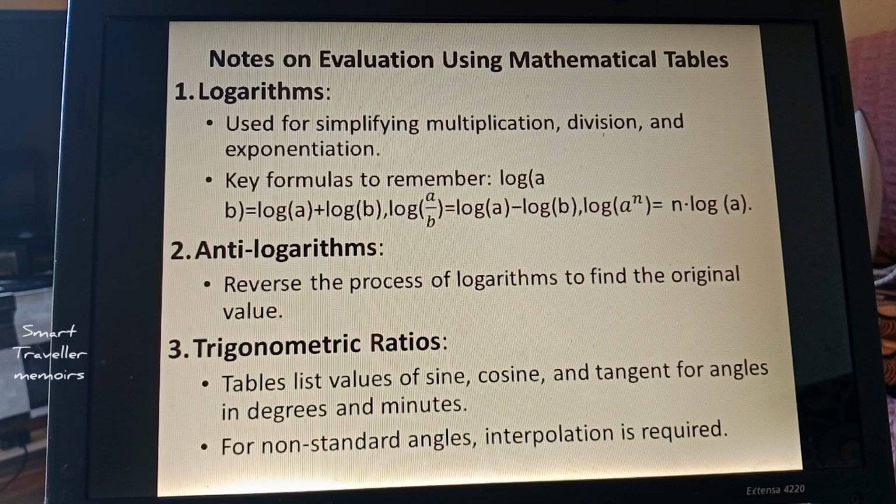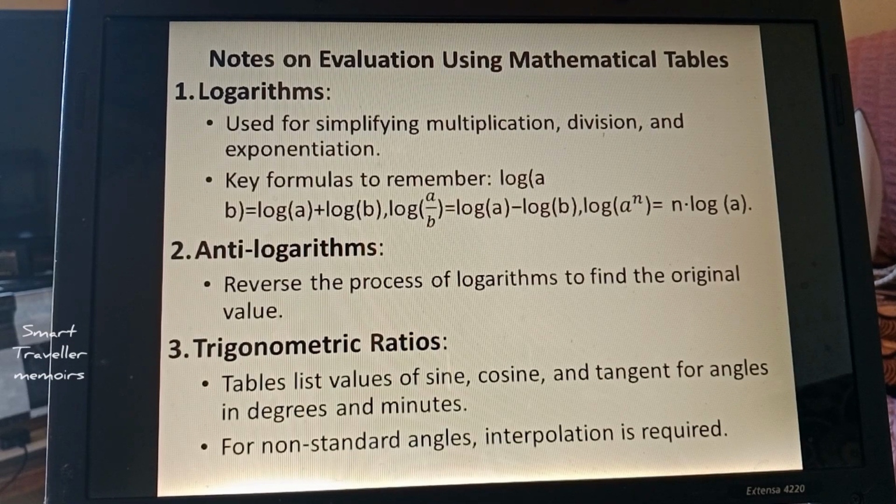Notes on evaluation. Logarithms are used for simplifying multiplication, division, and exponentiation. And the key formulas, remember, are the logarithm of a times b is the logarithm of a plus the logarithm of b. And the logarithm of a over b is equal to the logarithm of a minus log of b. And the logarithm of a raised to n is equal to n times the logarithm of a. Anti-logarithms, this is the reverse process of logarithms to find the original value.